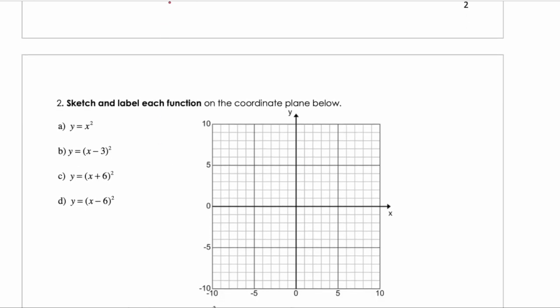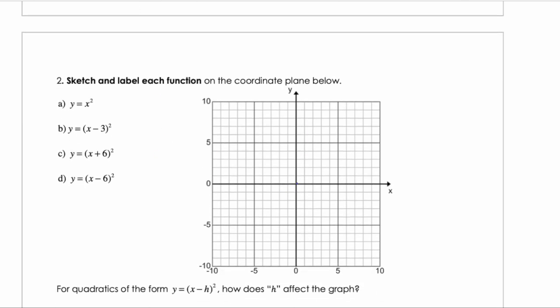Okay, let's take a look at this one. We know x squared looks like this. 2 squared is 4. So it looks like that. And 3 squared is 9. So we got our parent function again.